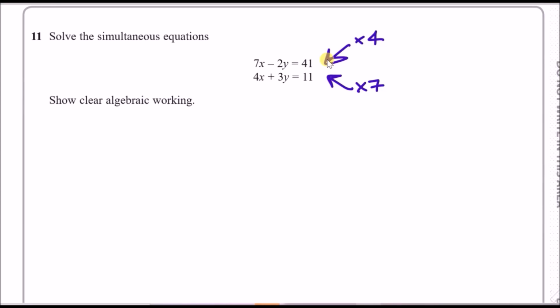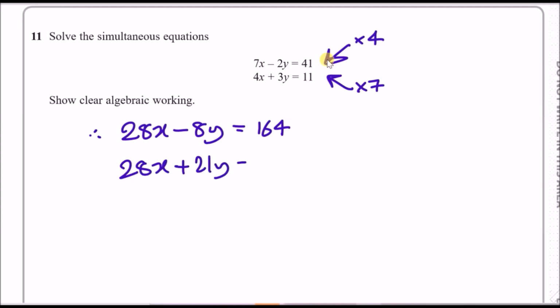So let's have a look here. If you do the first one, times it all by 4, you're going to get 28x minus 8y equals 4 times 21, 84. Okay. For the bottom half, multiply by 7. Again, you're going to get 28x, which is the objective, plus 3 times 7 is 21y equals 77.